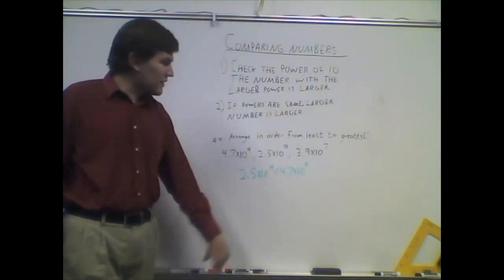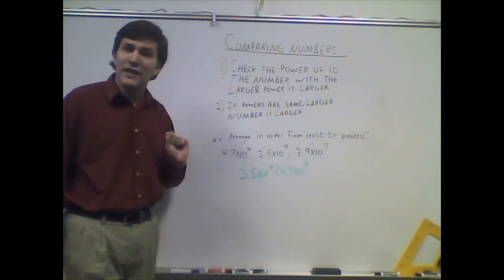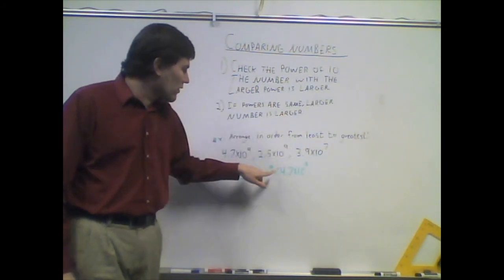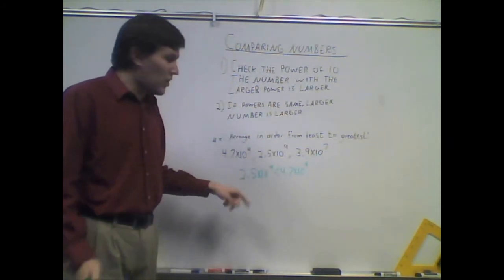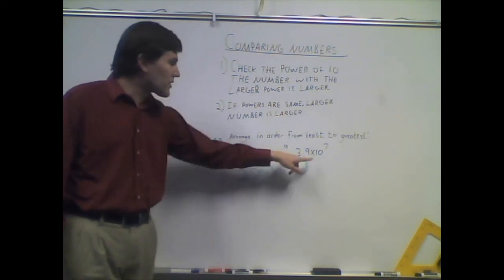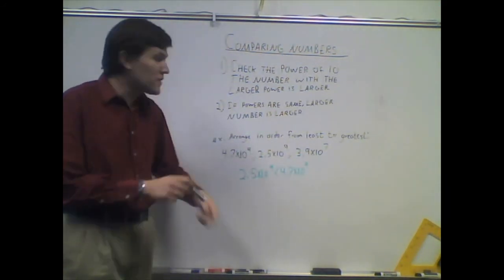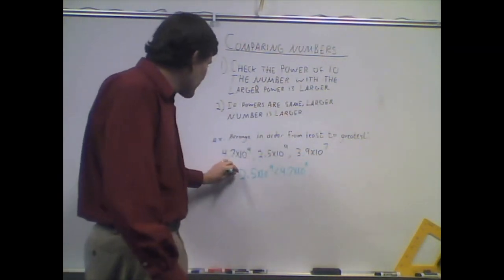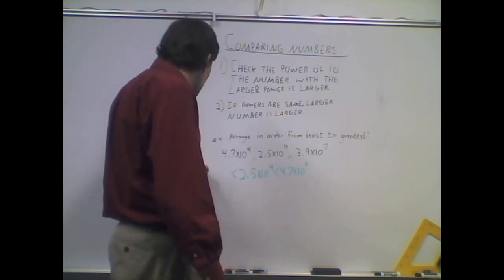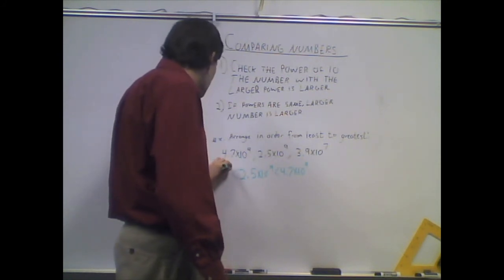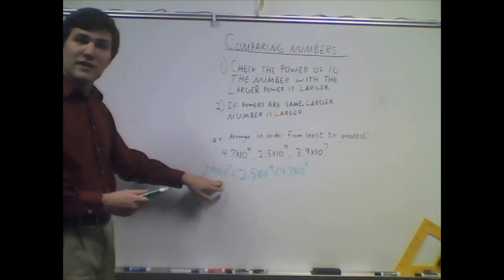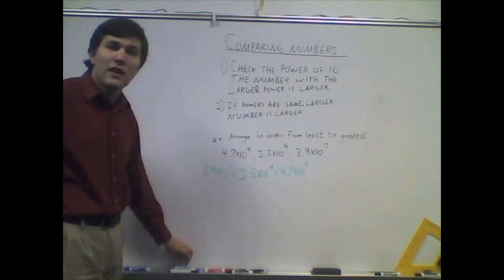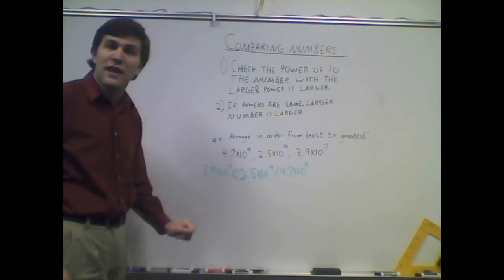Alright, let's now check the last number here, 3.9 times 10 to the 7th. If we look, we can compare this 7th power to both of these 9th powers, and we know that both of these numbers are bigger than this one. We don't have to compare the numbers in front, we are only comparing the powers of 10. So to get our final answer here, we're going to rewrite this. The order from least to greatest is 3.9 times 10 to the 7th is the smallest of the three, 2.5 times 10 to the 9th is the middle, and then 4.7 times 10 to the 9th is the largest of the three.